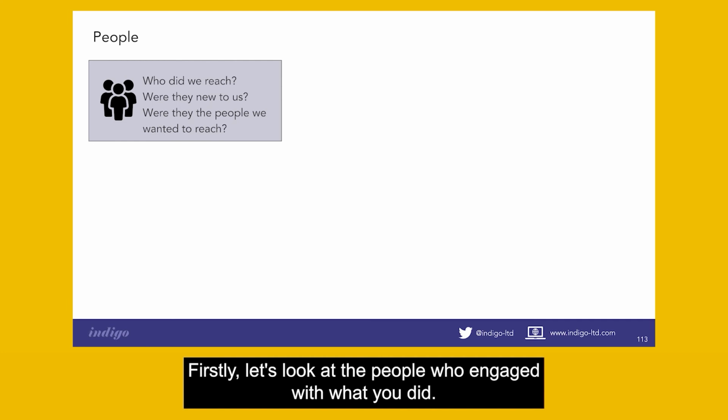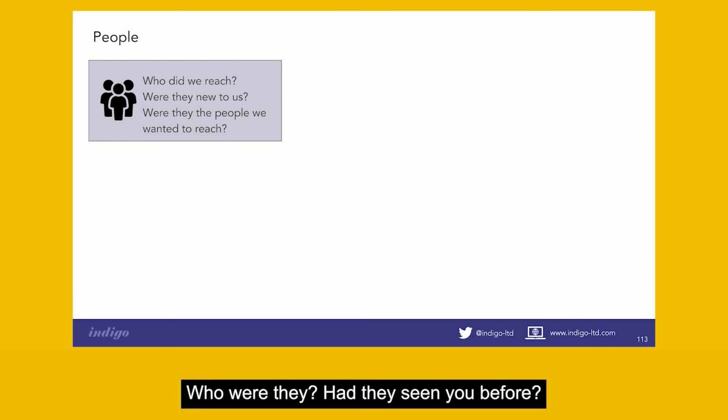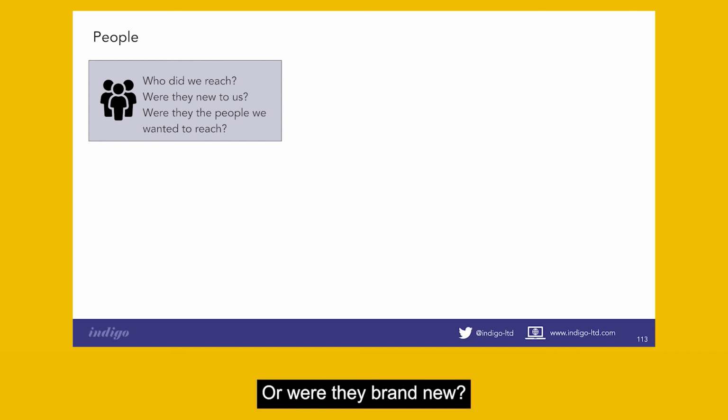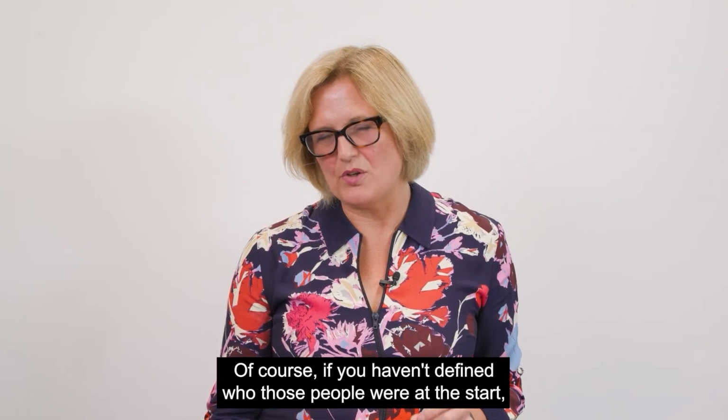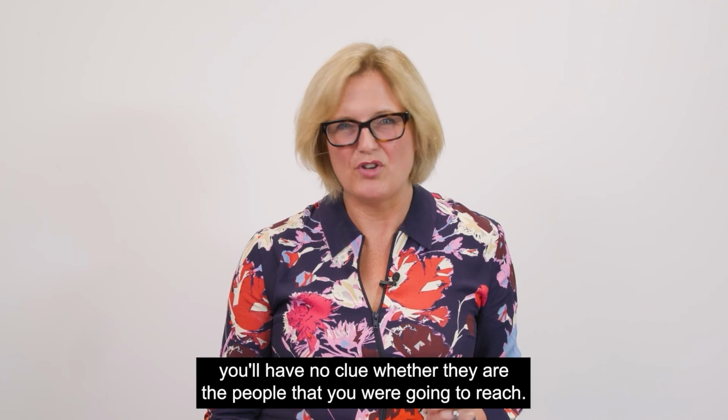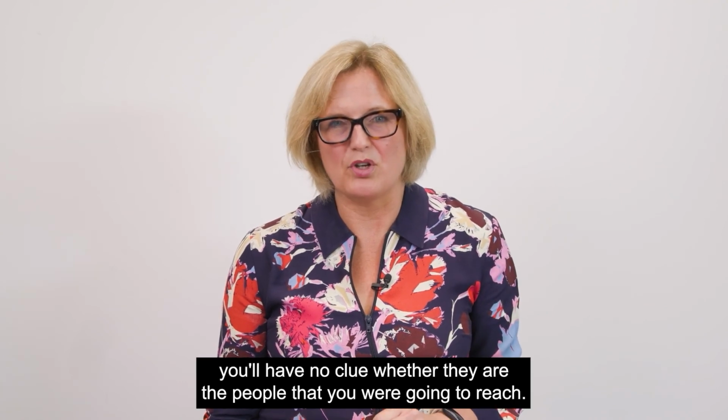Firstly, let's look at the people who engaged with what you did. You need to know stuff about them. Who were they? Had they seen you before, or were they brand new? Are they the people and the types of people that you set out to reach in the first place? Of course, if you hadn't defined who those people were at the start, you'll have no clue whether they are the people that you were going to reach.